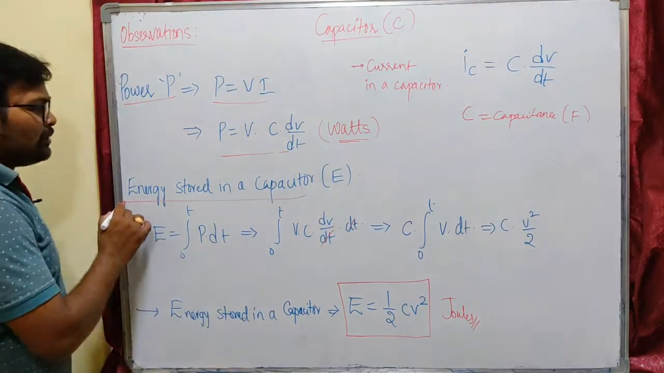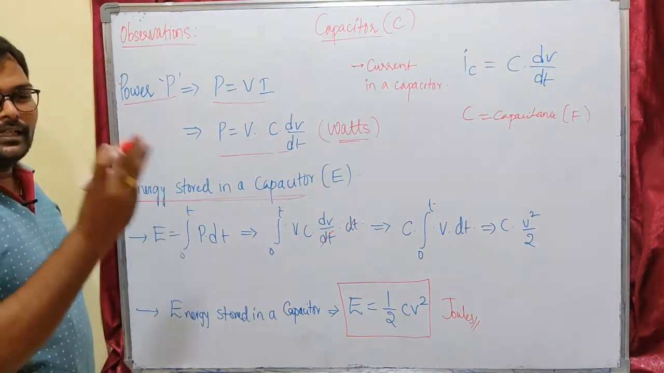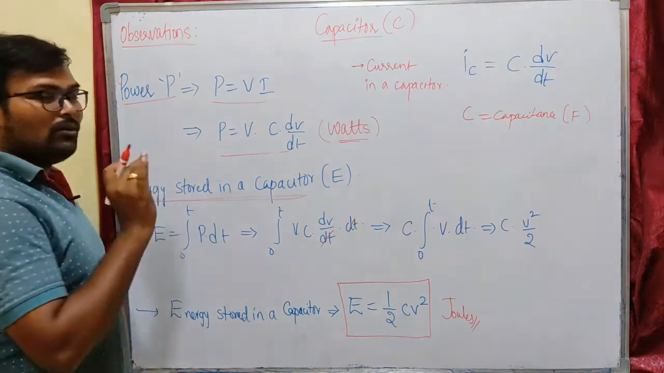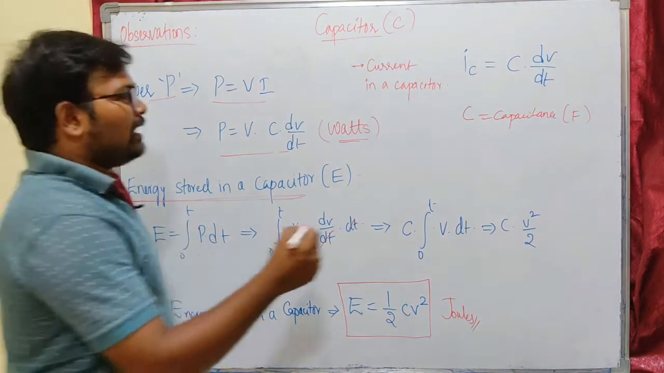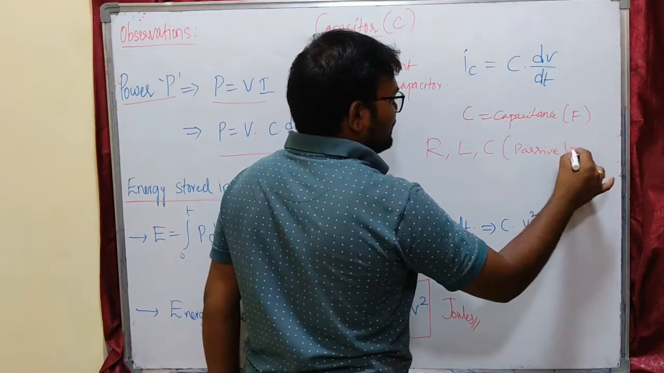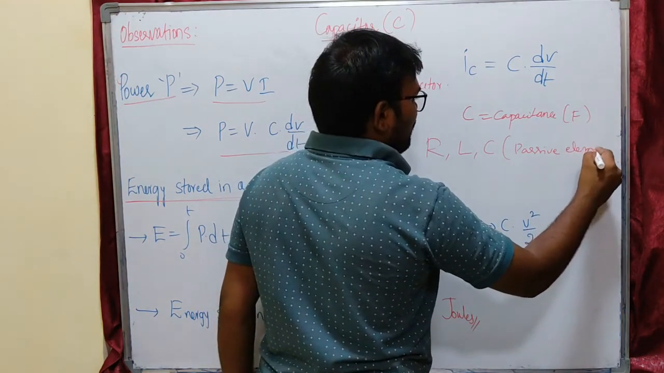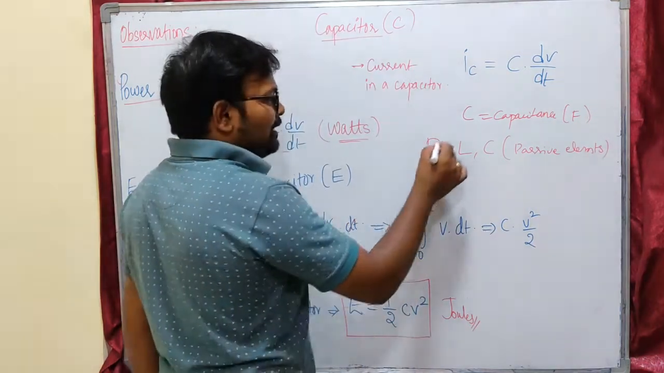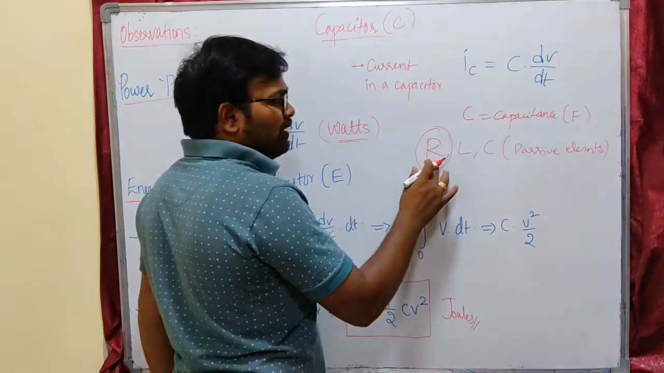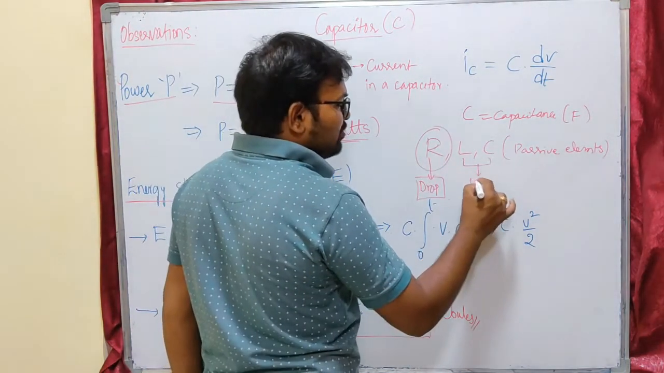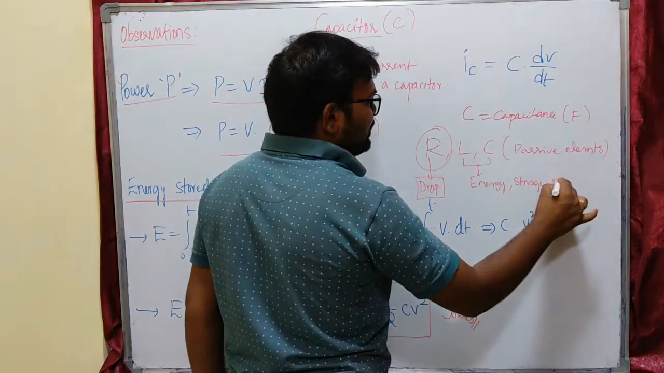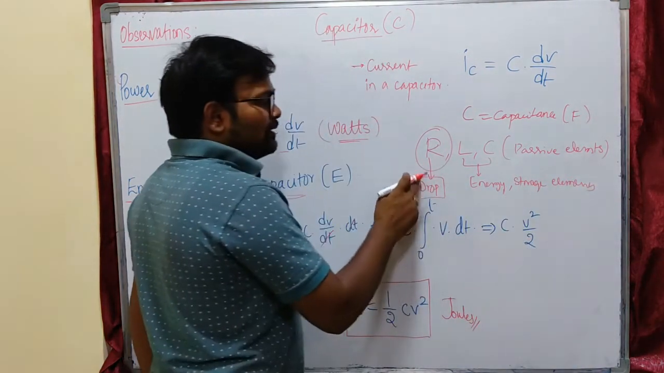Now let us see energy stored in a capacitor. Energy is stored in an inductor or a capacitor. Energy is not stored in a resistor, because these two are the only energy storing elements. In R, L, C components, these all are passive elements. Passive elements don't generate power, they absorb power. In these three components, resistance is a power drop component. That means power drop will be in the resistance, and energy storage will be in the inductor and capacitor. These two are energy storage elements.